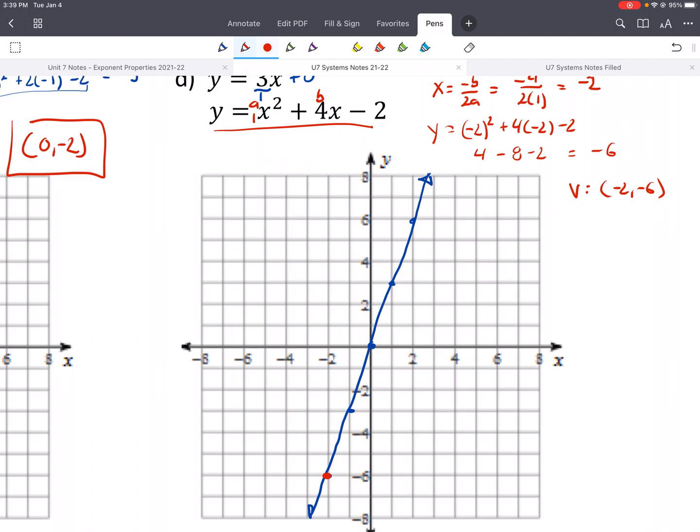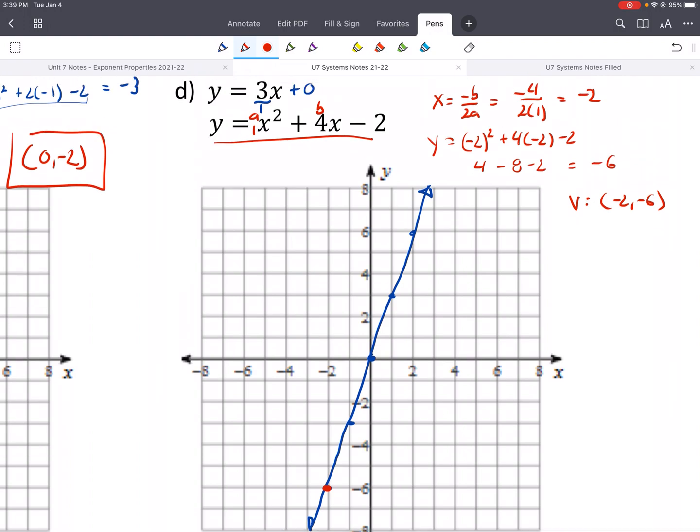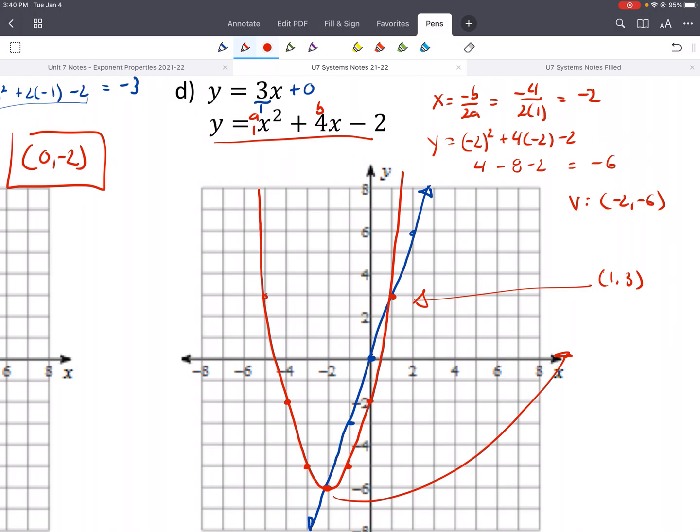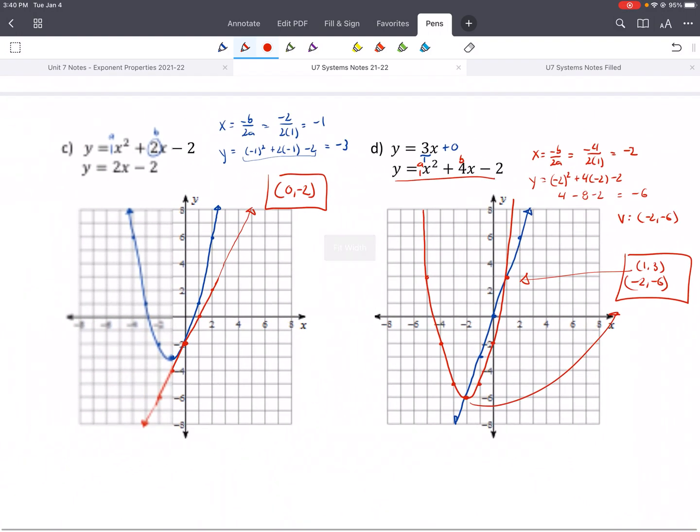And then we'll just need our growth pattern. So again, a is 1, go over 1, up 1, over 1, up 3, over 1, up 5. Oop, and it looks like here is where it crosses twice. It crosses at the vertex and then also at (1, 3). So here is one of them and here is the other. So we've got (1, 3) and (-2, -6). So here we have two solutions, two intersections.